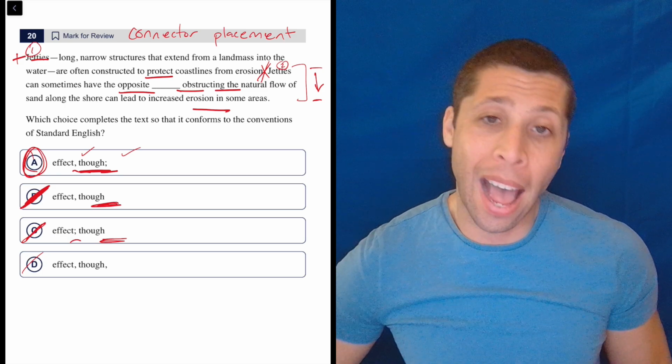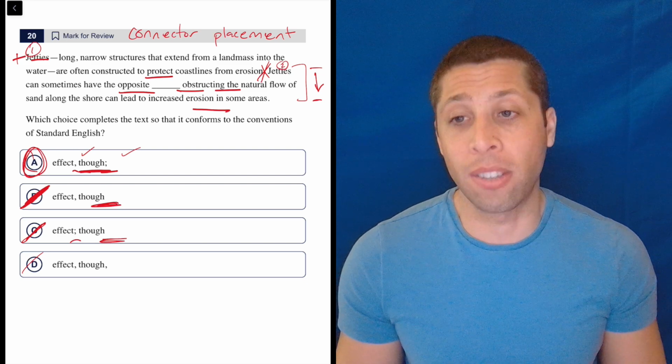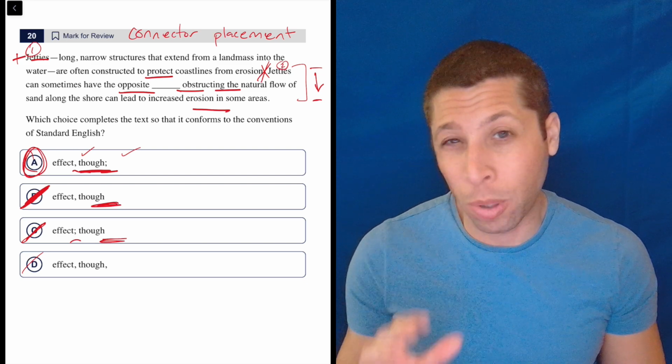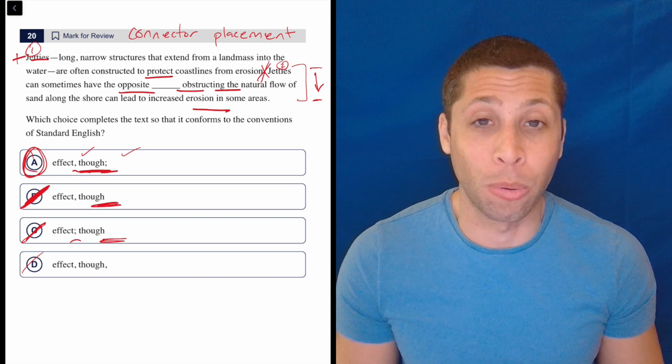This is complicated. I have a lesson on the connector placement rule on my channel. Check that out. But yeah, this is a hard one, especially for the first module. We don't really see this here, but it's definitely something you could see on some hard modules later on the test.